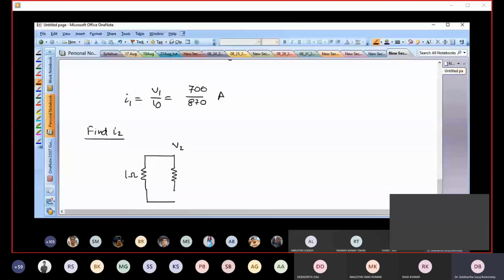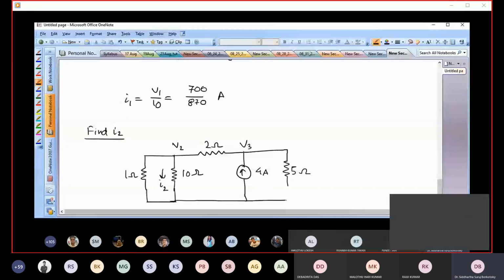So this is 10 ohms. There is a current I2 flowing. There is a 2 ohms resistor. There is a 4 ampere current. Let's call it V3. This point, let's call it node 2. Then there is a 5 ohm resistor. Okay, so this is what we have.